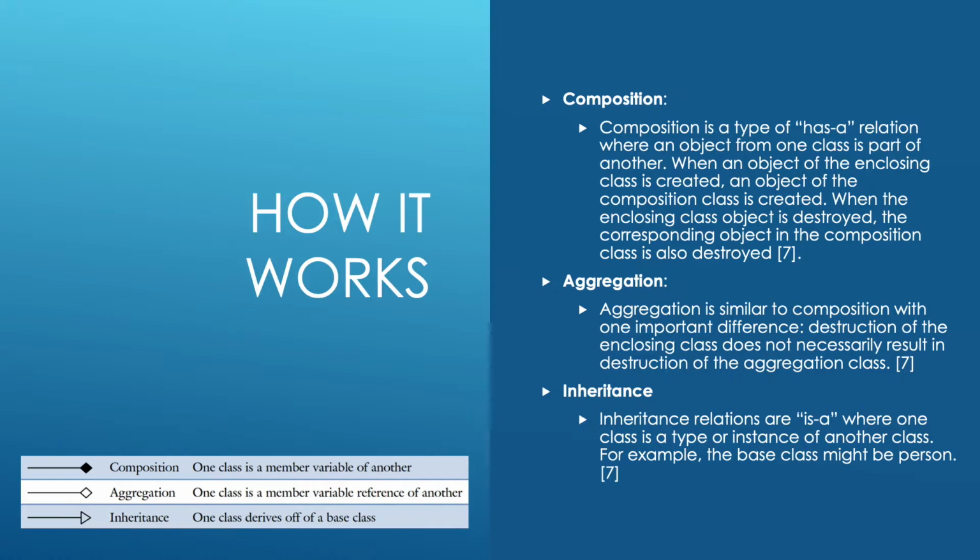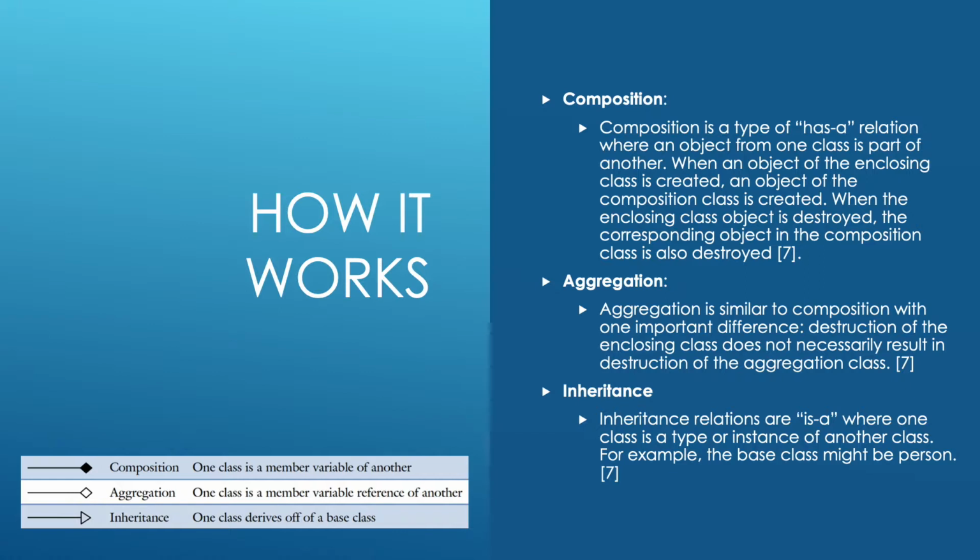Aggregation is similar. However, in an aggregation relationship, the has-a relationship is less strict. So when the parent class is destroyed, the other object or class can still remain intact. Inheritance is a relationship, where one class is of another class.